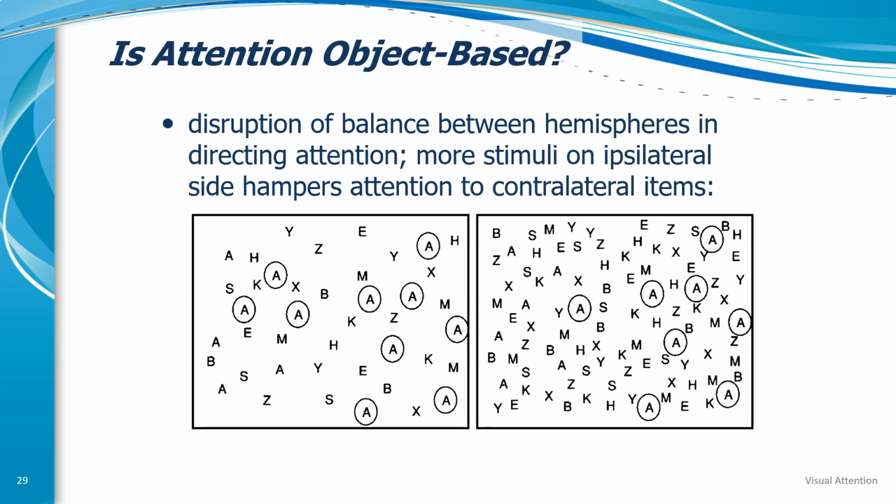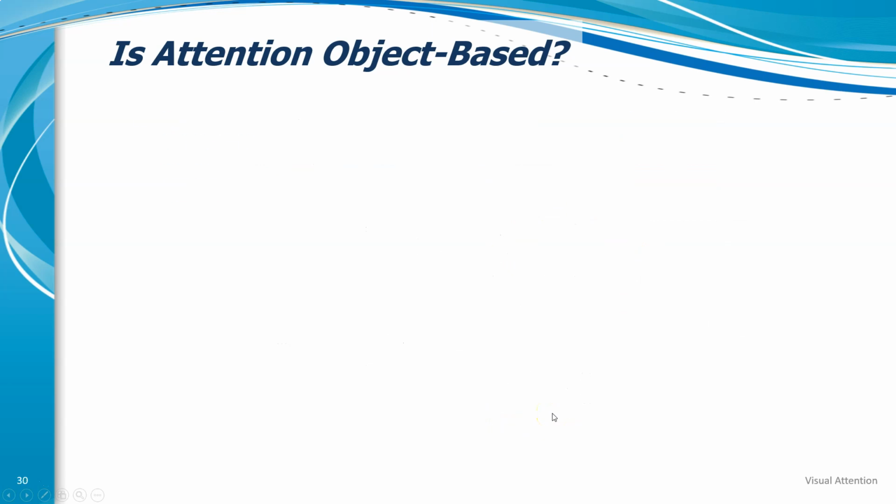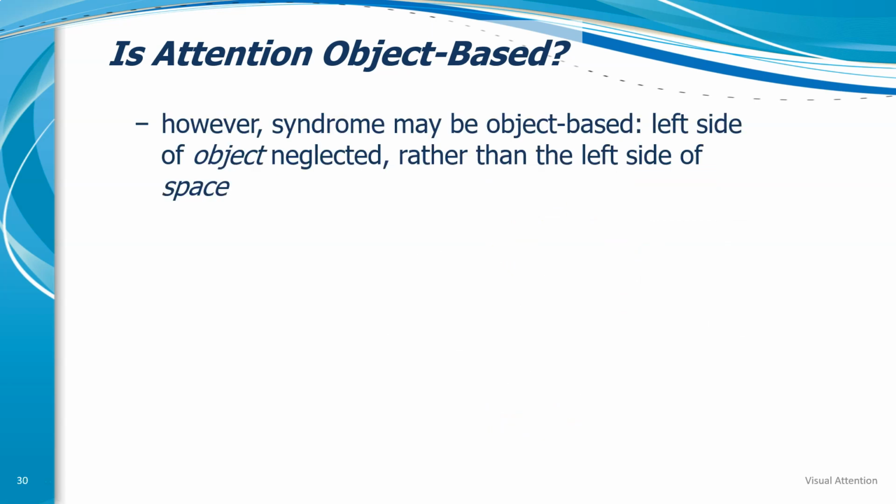But again, this seems to be making the case that attention is location-based, right? People have difficulty with the left side of space. However, if we continue to search and seek out other evidence, there is evidence that the syndrome is object-based. So although the evidence I've shown you is that people neglect the left side of space, there is also evidence that people neglect the left side of objects.